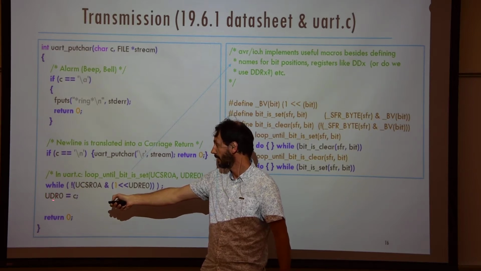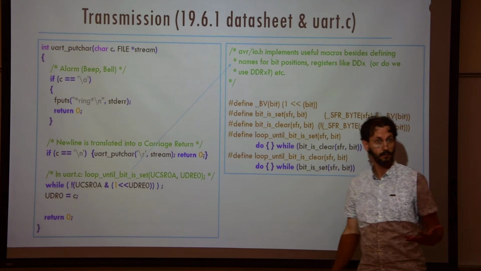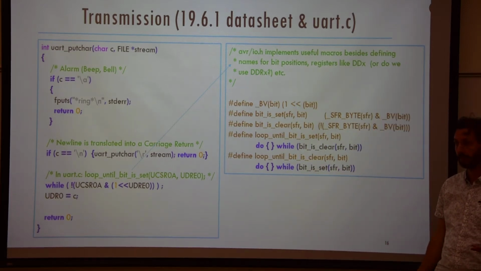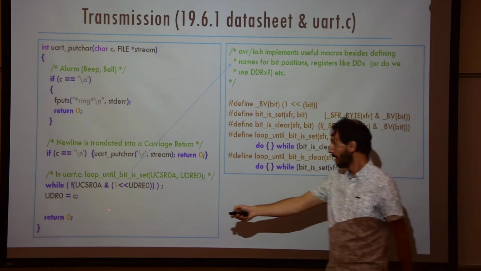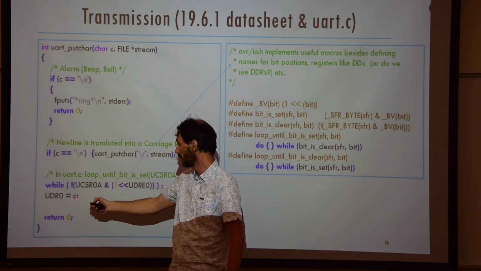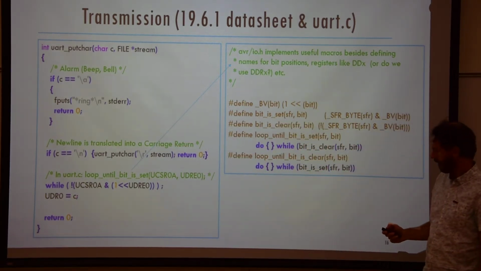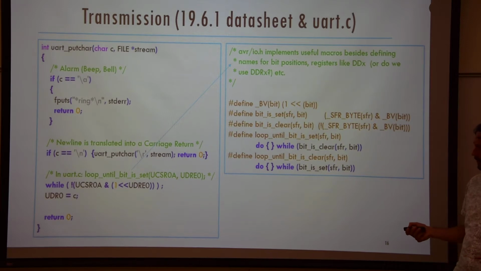And remember, this UDR0 is a keyword used both for the transmit buffer and for the read buffer, the hardware read buffer and hardware transmit buffer. But in this particular case, I'm writing to it in this construction, so it writes to the transmit buffer, and then I'm done. Alright, so I want to tell you some more about some C coding tricks.